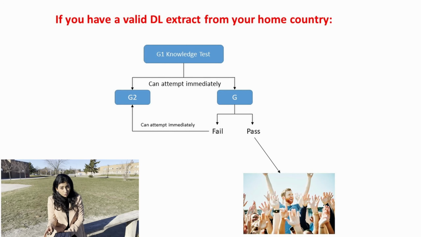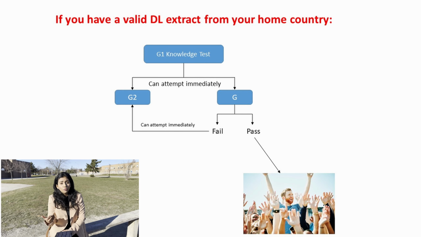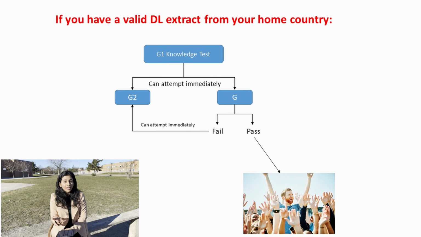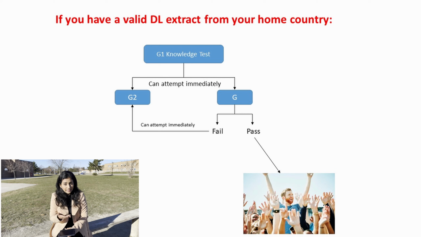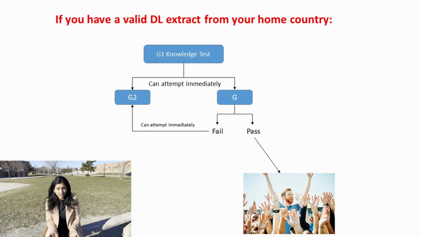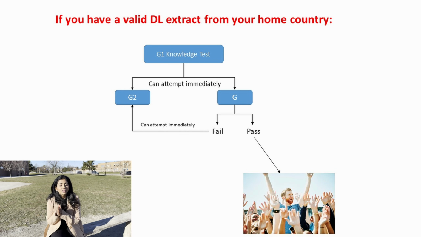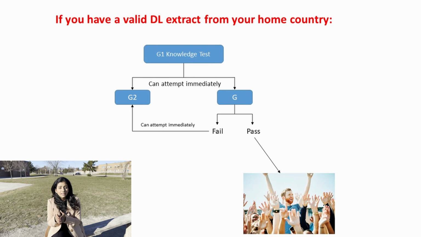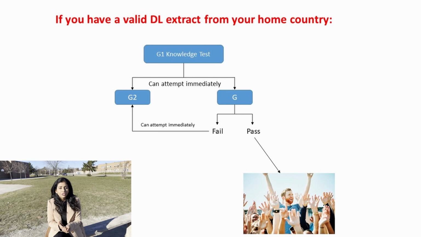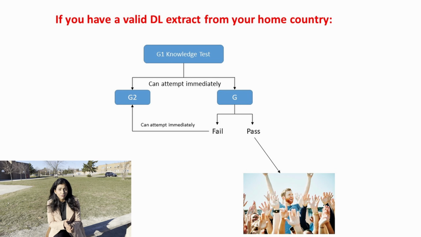Let's look at the first approach, that is if you have a driving license from your home country, then you can go ahead and appear for the G1 knowledge test, which is kind of an MCQ test about the traffic rules and regulations in Canada. After clearing the G1 knowledge test, you have to appear for the drive test, and there are two options. You can either appear for G or G2. G is the highest level of license, G2 is below that. You can appear for G, and if you pass, you get the license. Otherwise, you can go ahead and give the test for G2.